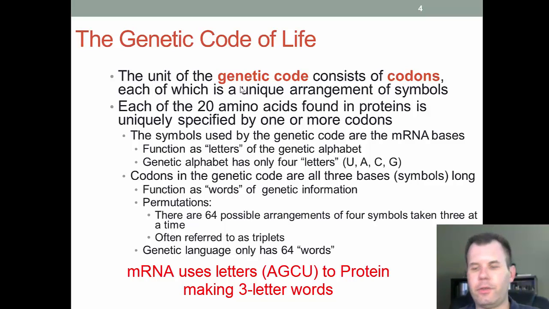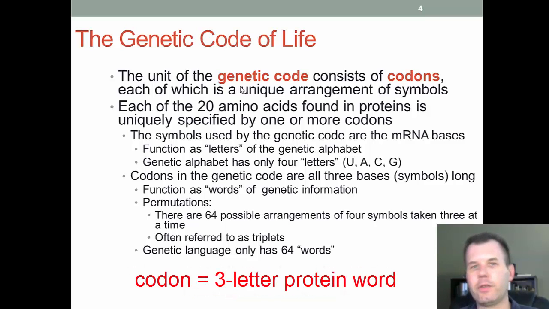Has these letters, A, G, C, and U. Now what you want to do is start putting those letters into words. And in your vocabulary, all you can do is make combinations of 3-letter words. Okay, so the only words in your genetic language are going to be 3-letter words, and that's what a codon is.